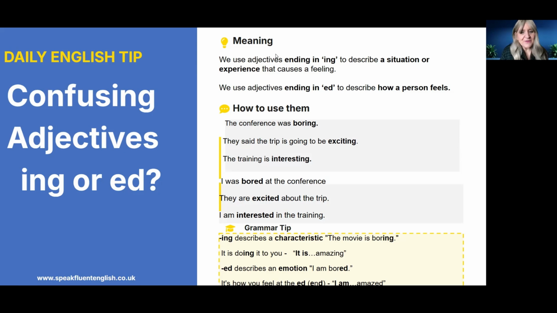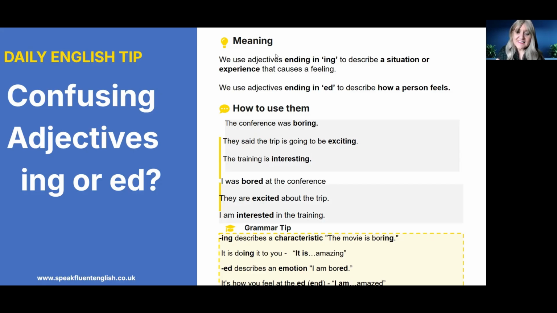They said the trip is going to be exciting. So they're describing their situation or their experience. And then they are talking about how this experience is going to make them feel. So they are excited about the trip. They feel excited. And finally, the final example. The training is interesting. So I'm talking here about the situation. And how does this situation make me feel? Well, it makes me feel interested because I'm interested in the training.